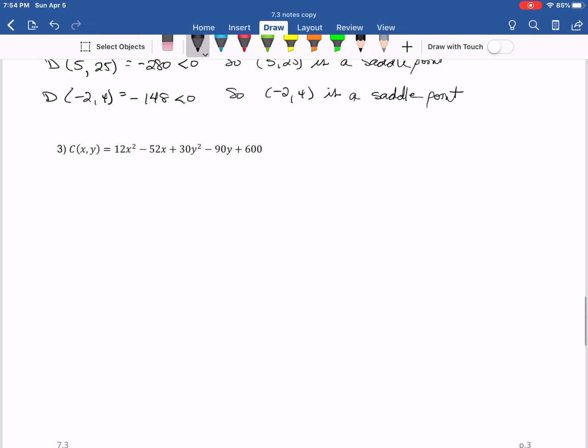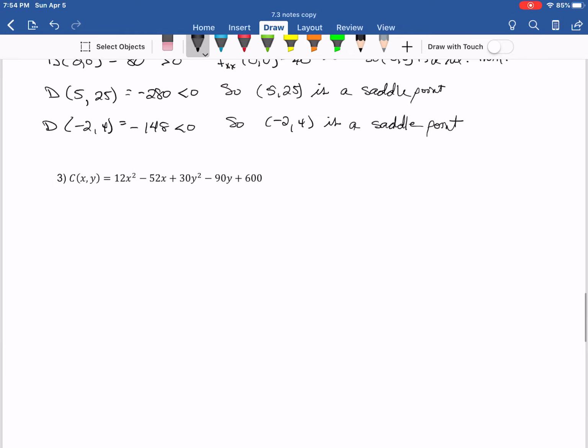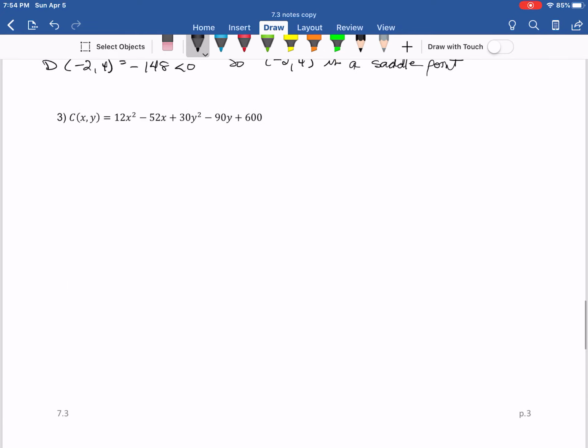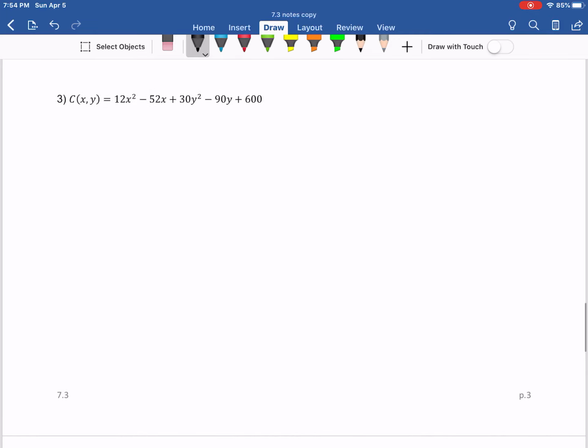All right, here's our next function, c of x, y. I am going to pause the video, have you guys finish this on your own, finding the critical point or points and determining if they're relative max, min, or saddle points, and then the next video will show you the solution so you can check your work.